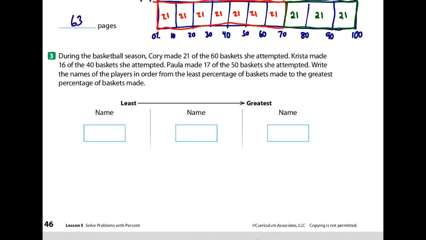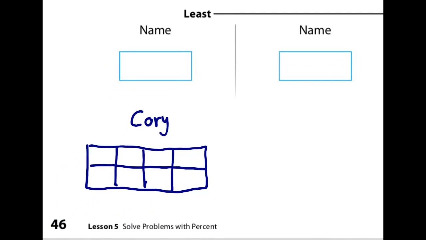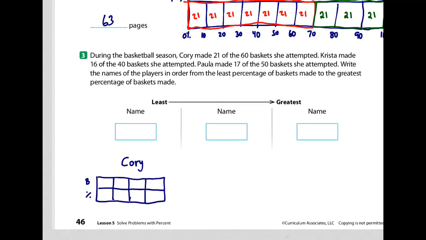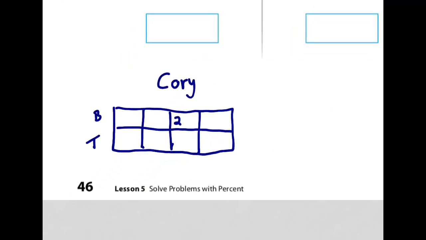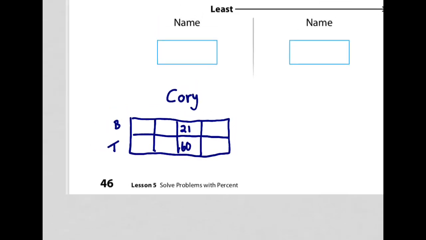So I'm going to kind of get this organized here. I'm going to start with Corey. So Corey made 21 of the 60 baskets she attempted. So for this, I'm going to set up a little table. So the top of the table is going to be the baskets, and the bottom is going to be the, sorry, not the percent. The bottom is going to be the total baskets. So in this one, it says Corey made 21 of 60 baskets. So she made 21 out of 60 baskets. Now, we need to figure out the percent.